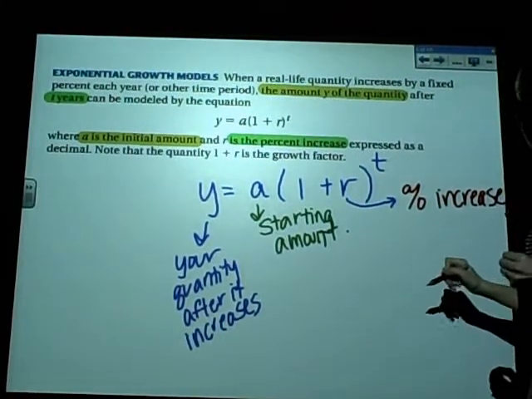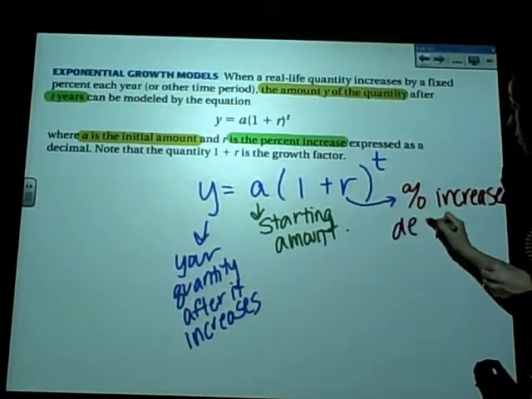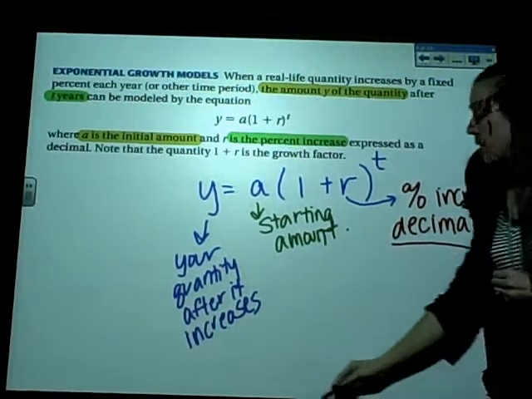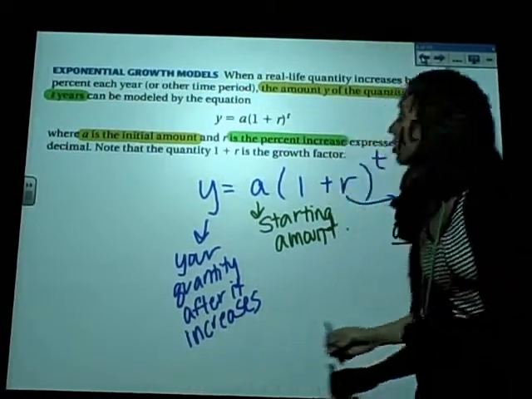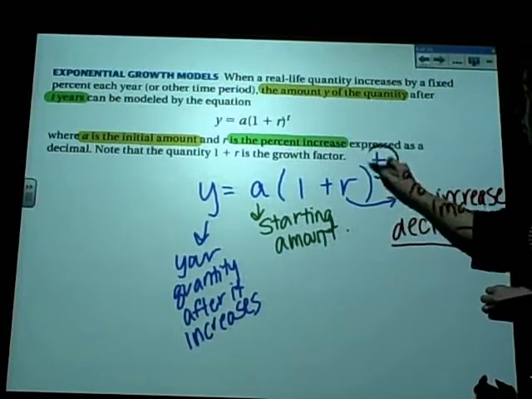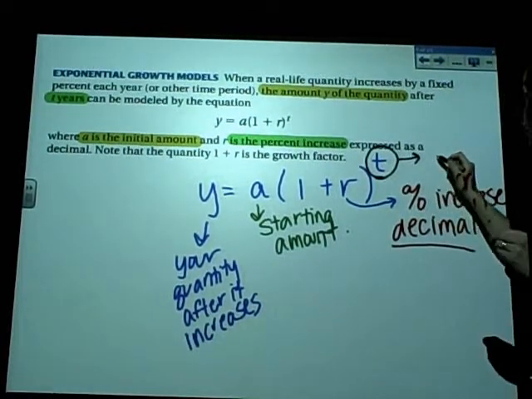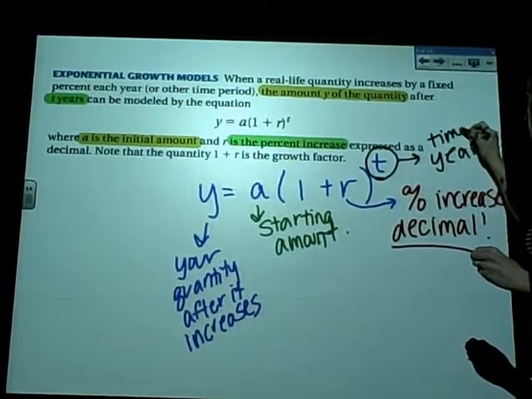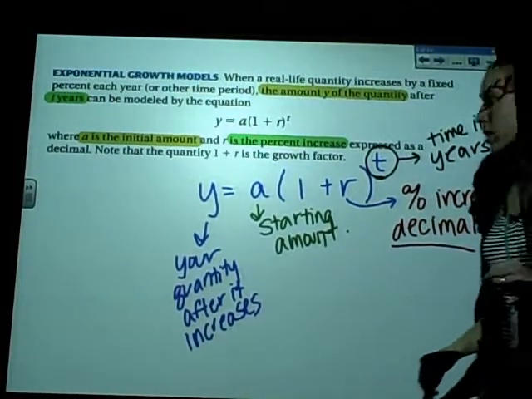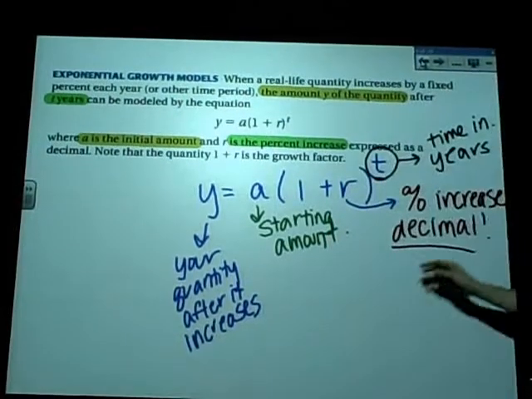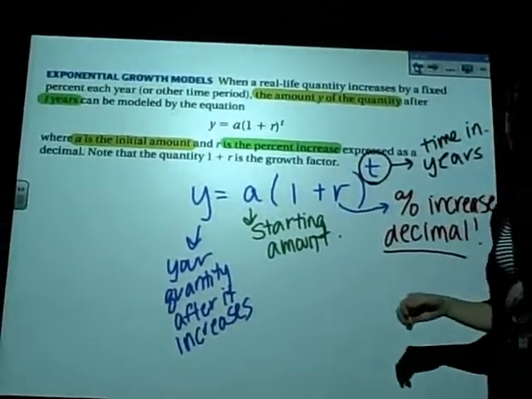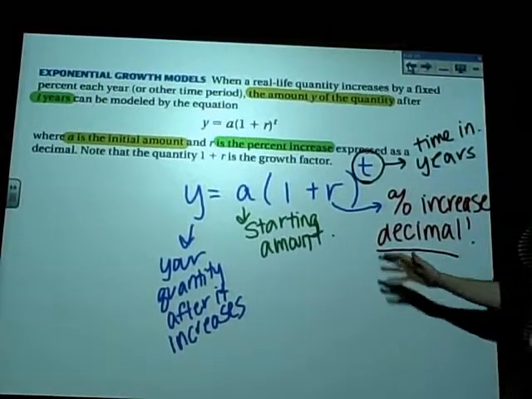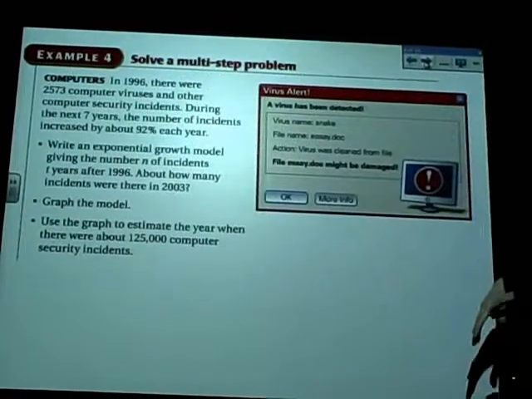But we have to be careful. We need to use it as a decimal. Okay? And lastly, your t is going to represent your time, but it's always in years. Okay, so that is the equation, or the exponential growth model, taken apart. Now let's use it in a real life problem. This problem is example 4 in your textbook.